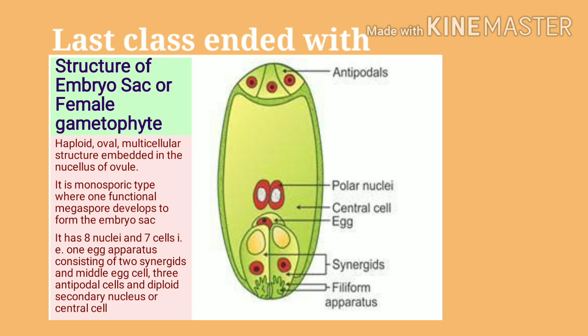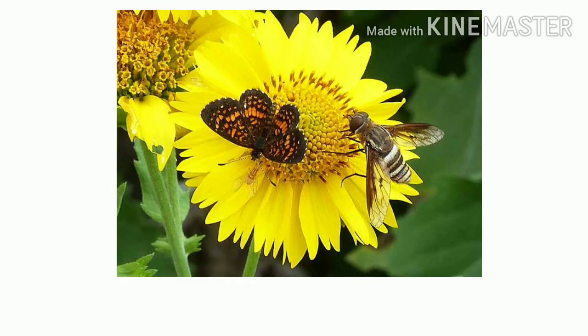And the center of the embryo sac bears 2 polar nuclei, and these 2 polar nuclei fuse with each other and become the secondary nucleus, also called the central cell or sometimes the diploid polar nuclei. So this is all about the structure of the embryo sac. Till now we have completed the sporogenesis and the gametogenesis processes in a flowering plant.